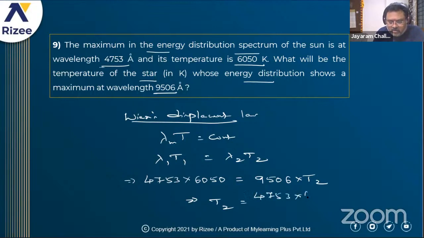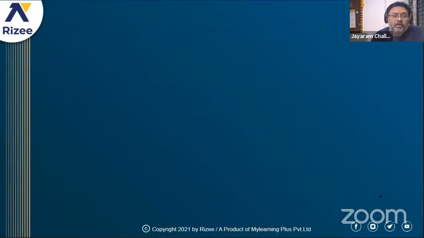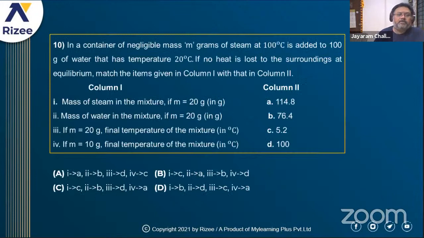So on solving for T2, we should get 4753 into 6050 by 9,506. So you should get approximately somewhere around 3,025 Kelvin. Fine, sir.